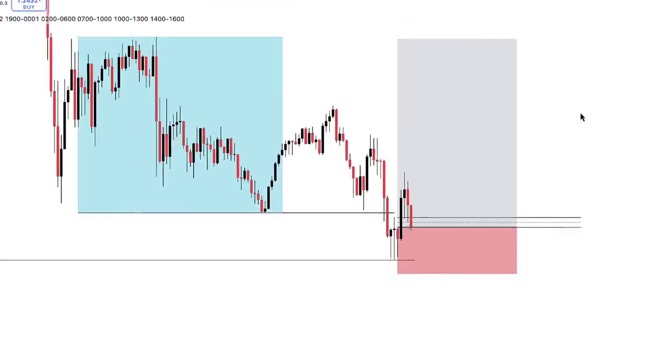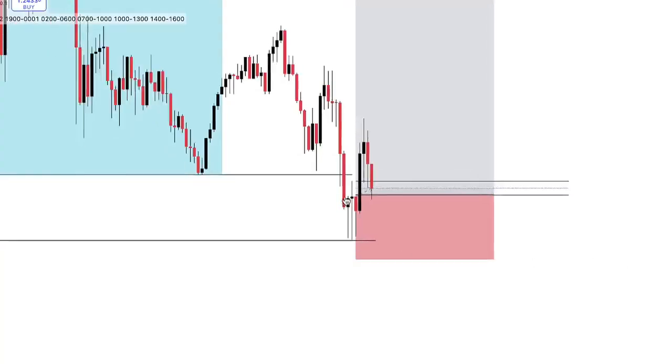So it's a very, very simple system that I use. Don't worry about this one. Price is not going to aggressively stop me out. This fair value gap, price is just going to trade into this small fair value gap.